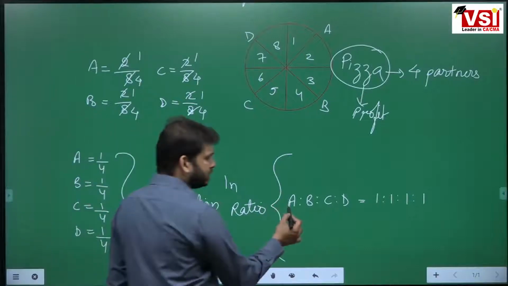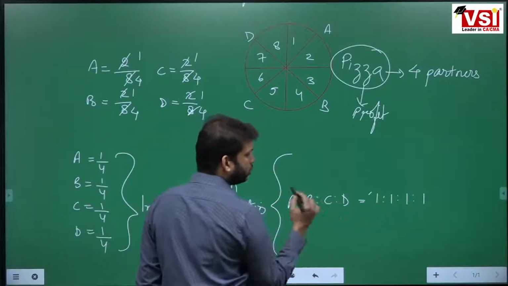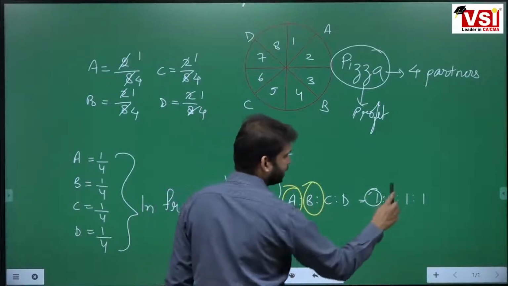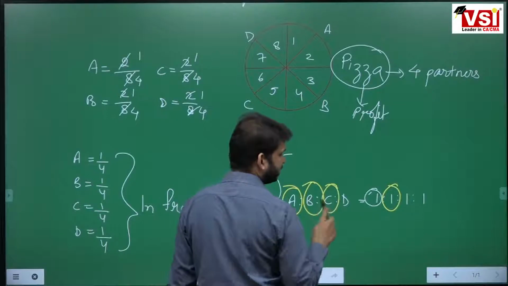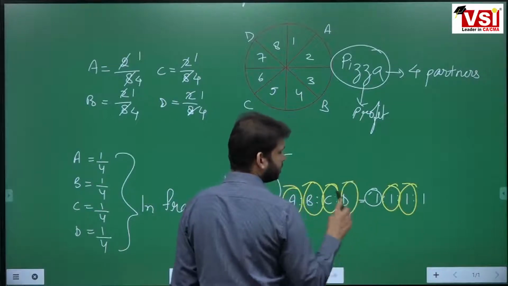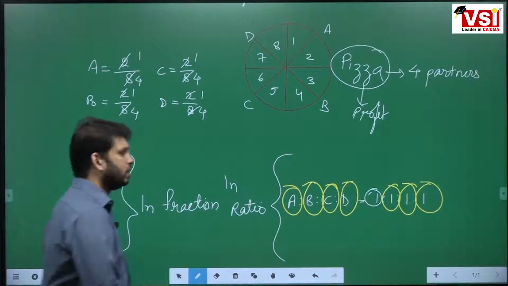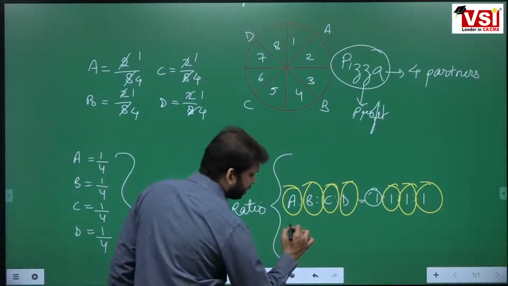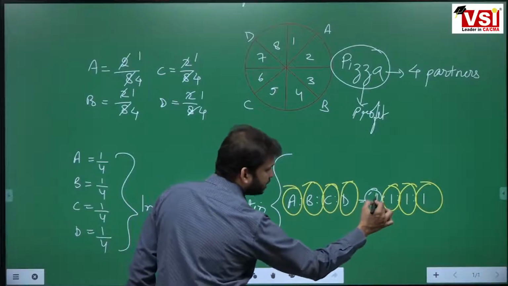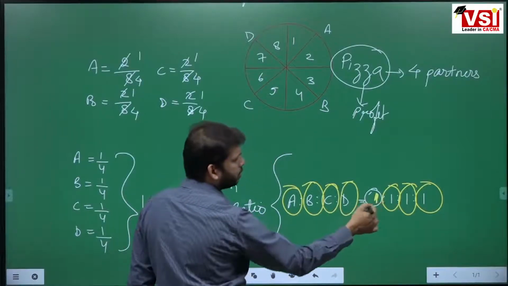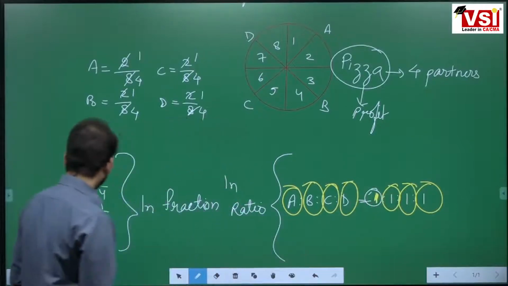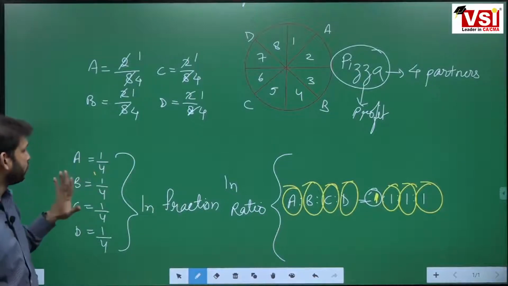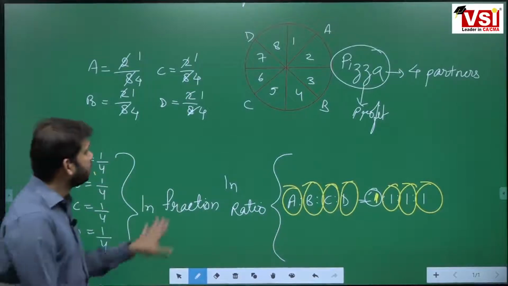Now A is written first, so this one belongs to A. B is written second, so this is for B. C is written third, so this is of C, and D is written fourth, so this is of D. Now what can I do? I can say that the numerator will be this one and the denominator will be the total of all. So the numerator is 1, the denominator is the total of all, 1 2 3 4. Got it? Now all this is okay.